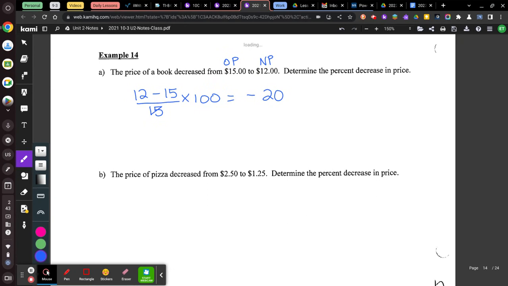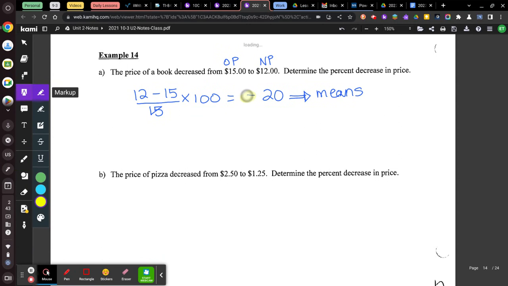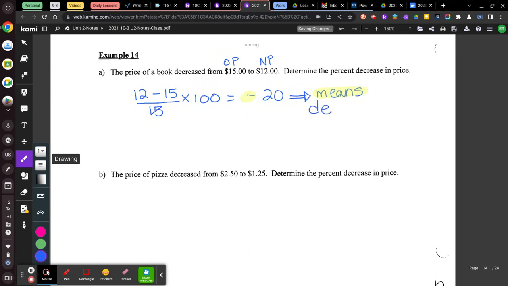I'm not going to write my answer as negative 20. This means, when you see a negative sign, this negative means the word decrease. So you would say it decreased 20%. So negative 20 means it went down. Okay, so it went down, decreased.